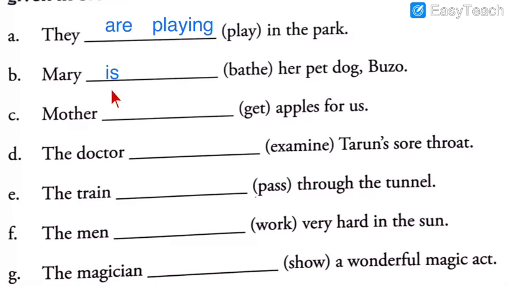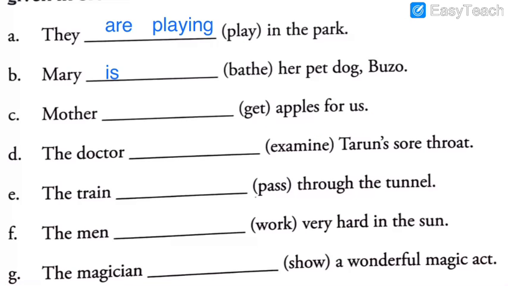Now I will only write the helping verbs here. In the rest you will have to just add ing. If any changes will be there, I will inform you. Like say for example here, bathing. So e will be replaced by i and ing. So Mary is bathing her pet dog Buzo. Next is sentence C. Mother dashed apples for us.